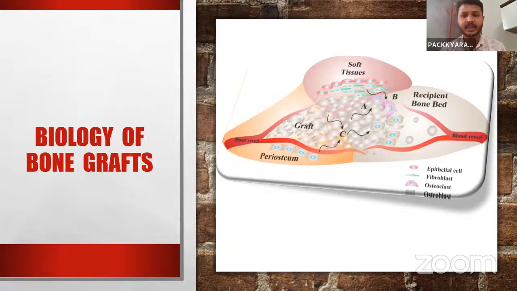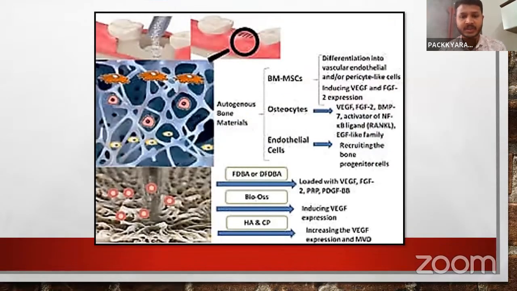Coming to the biology of bone grafts, once it is placed in a site, it has to get incorporated. So the biology is very important. The periosteal presence, the adequate amount of angiogenesis, some soft tissue coverage around the graft, and eventual incorporation into the biology of the surrounding tissues. These are the various factors associated with the biology and the incorporation of bone graft into the site.